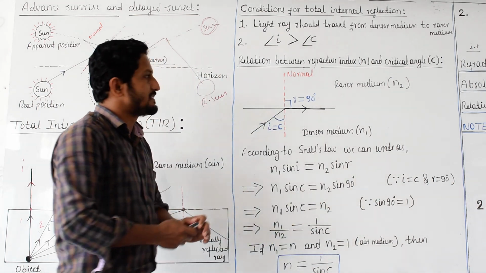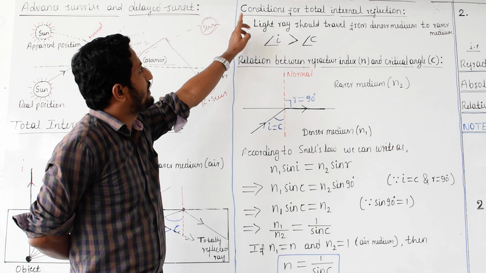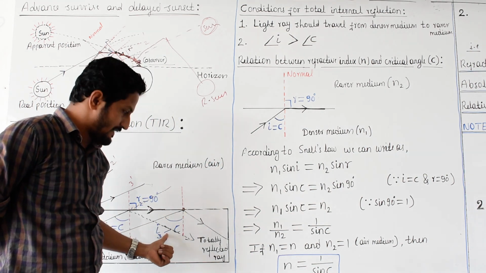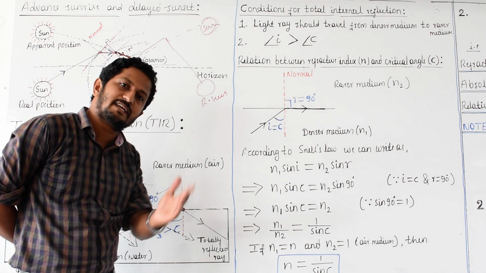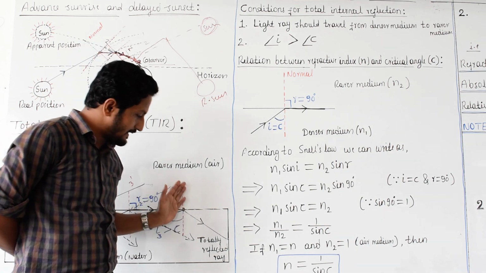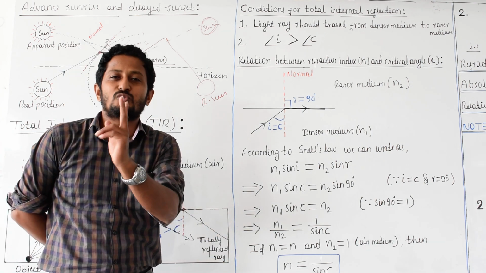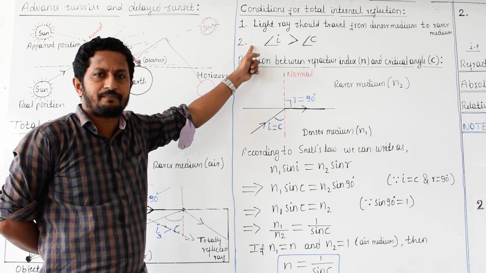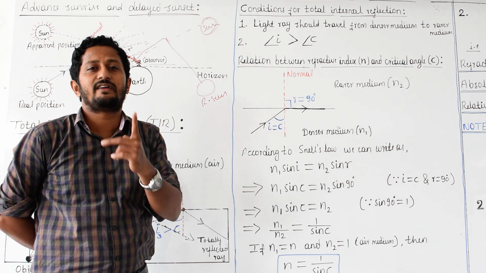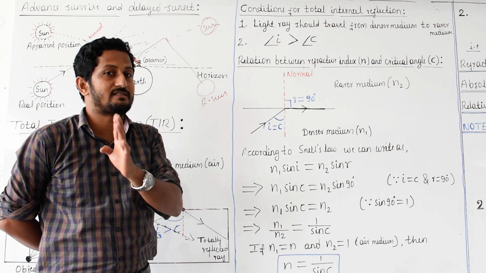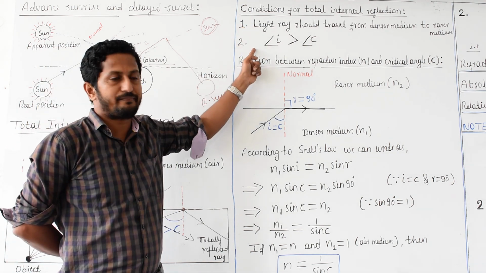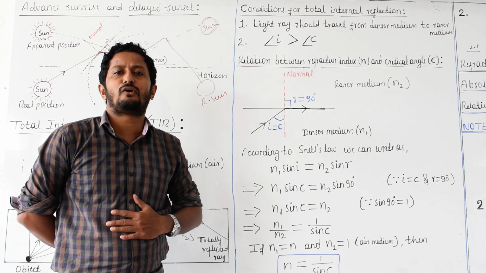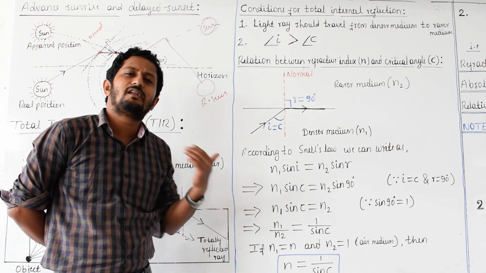After this TIR, now concentrate. I have written the title: conditions for total internal reflection. To get light back to the same medium, there should be two conditions. Which are those conditions? See here, first condition. This is also very important. They will ask a 2-mark question: write the conditions of TIR in the board exam. Very important. At that time, you have to mention: first, the light ray should travel from the denser medium to the rarer medium.